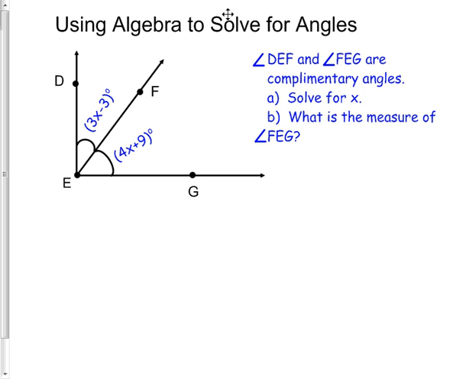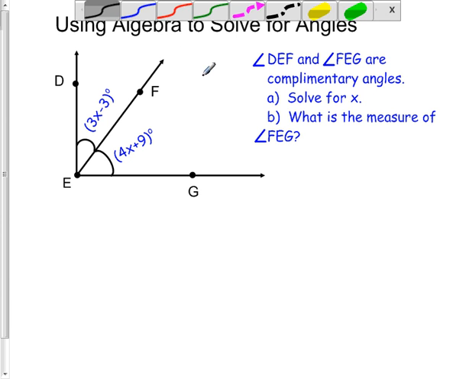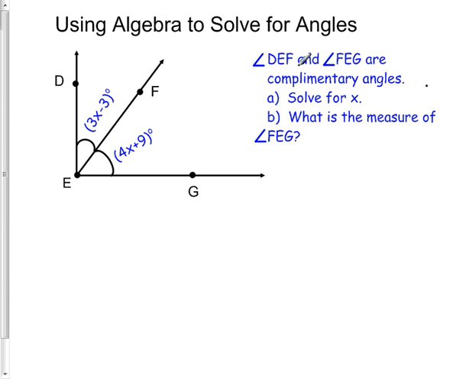So the first question says, let me select my color here. It says angles DEF and FEG are complementary angles. The first statement is solve for x, and then the next is what is the measure of angle FEG. I would encourage you to pause the video right now, see if you can set it up, and then restart the video and I'll show you how to set it up. Once you get it set up, try solving it on your own, and then you can check your answer by watching me do it.